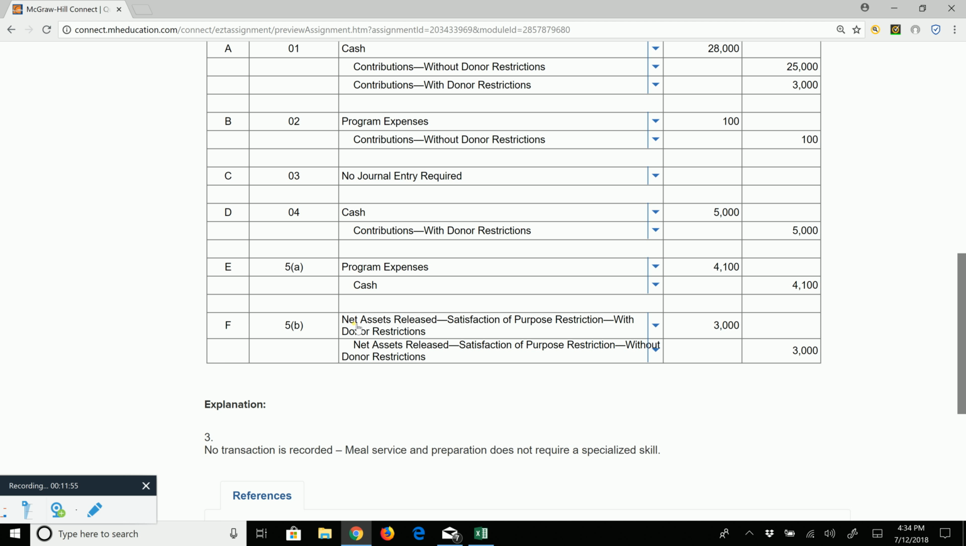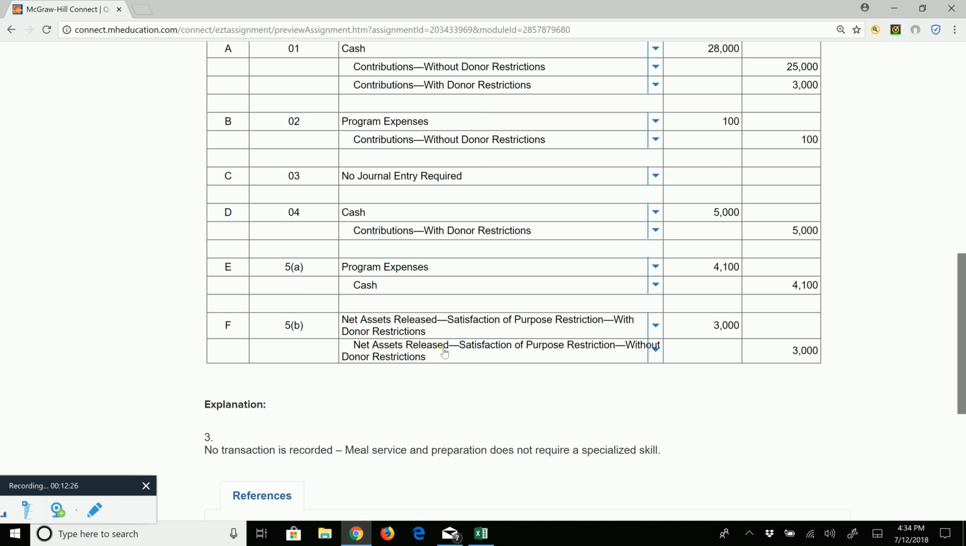And if we take a look at journal entry 5B, we can see that we're going to record an account called net assets released - with donor restrictions. That's a debit. And debits reduce the revenue, right? Reduce the revenue on the operating statement. And then we credit net assets released - without restrictions. So in that column, the without restrictions, the credit is going to make that revenue section increase.